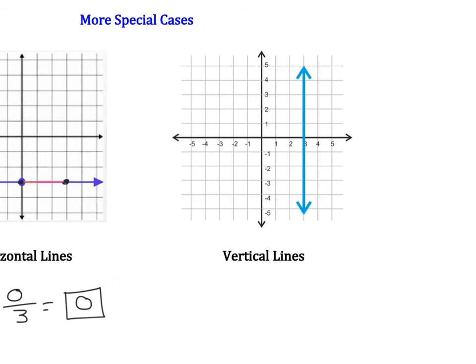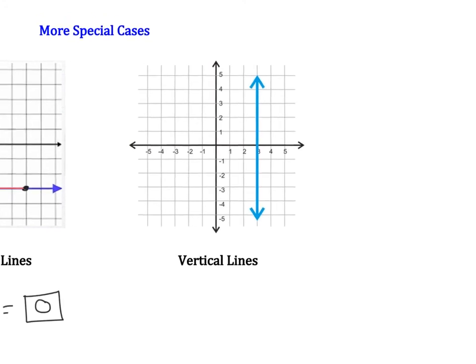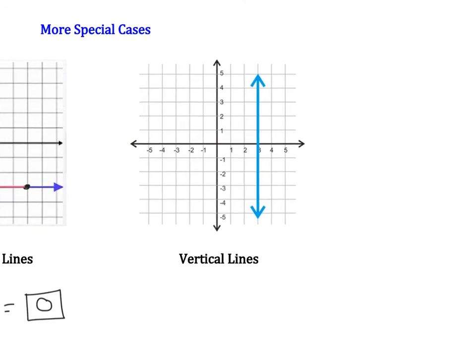Now let's look at vertical lines. This one's a little bit weirder. So let's try to do that rise over run again. So let's say I choose to use this point and this point. So to get from here to here, I see that my rise is 2. But my run, I don't have to move side to side. So my run is actually 0.